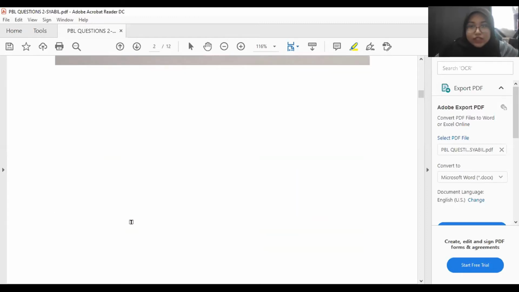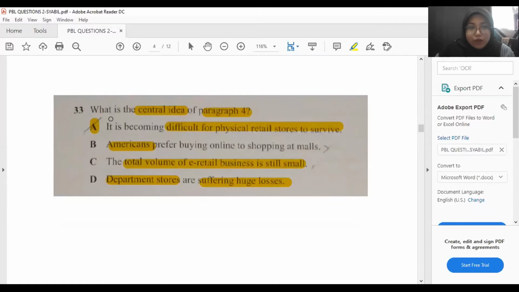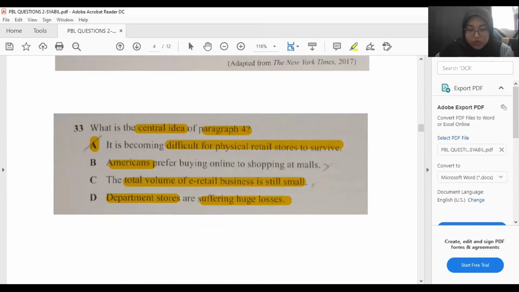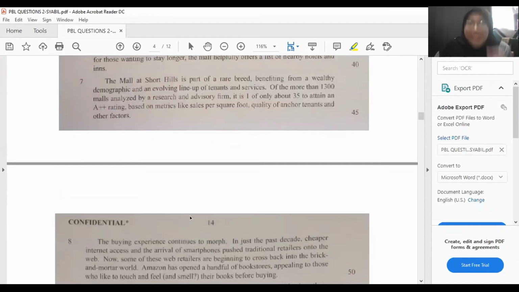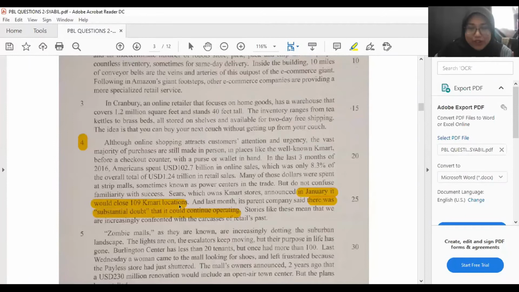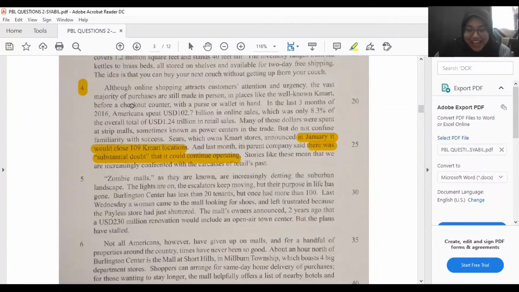So the next question is: what is the central idea of paragraph 4? Okay, first we need to identify. It says central idea, which has the same meaning as main idea too. And then it says to find it in paragraph 4. Oh, sorry, we need to scan the passage, but as it is already mentioned, it is in paragraph 4. Okay, and then we need to skim the first and last sentence.